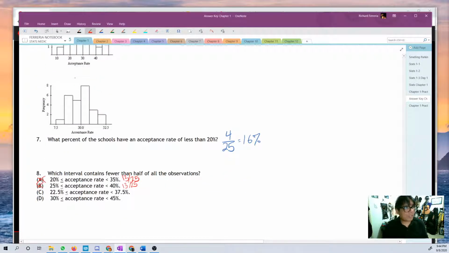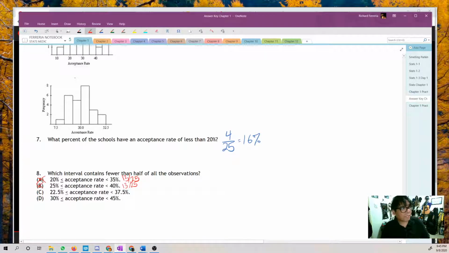Now, letter C, we're going to have to use the other graph. That's between 22.5 and 37.5. So how does this even work? Let's see, 7.5 to 15, 15 to 22.5. Each one of these bars is going to be 7.5 percentage points. So where's 22.5? That's here, and then 37.5 is going to be here. And how many schools is that? Well, this bar is 5, it looks like, and this bar is 8. 5 and 8 is 13 schools. So no, that's 13 out of 25 again.